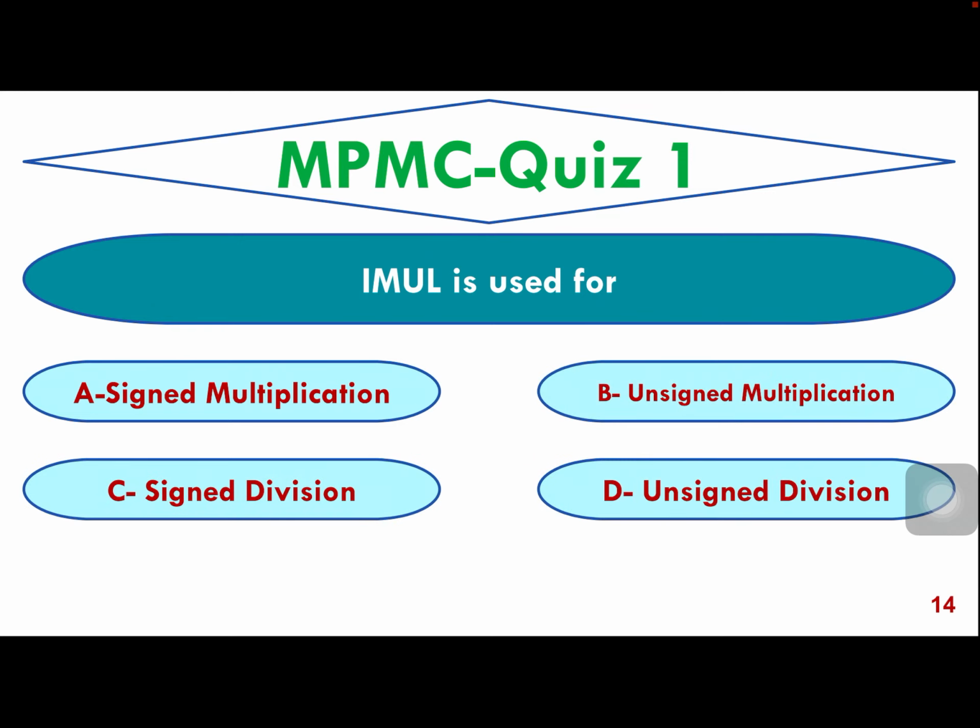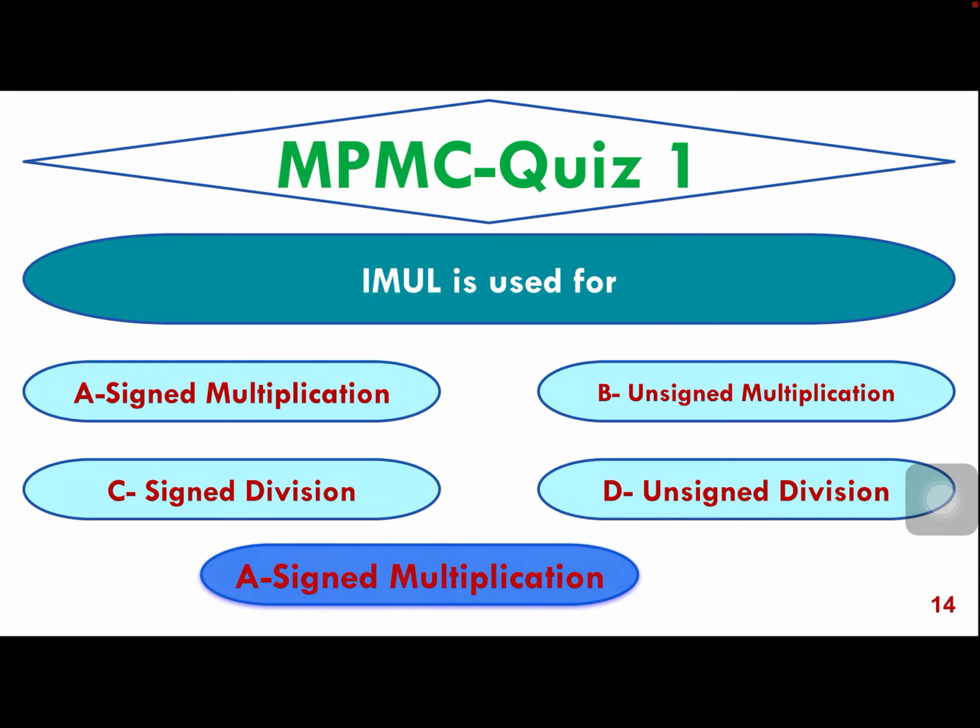IMUL is used for signed multiplication, unsigned multiplication, signed division, unsigned division. So you know it very well. The correct option is signed multiplication, A.